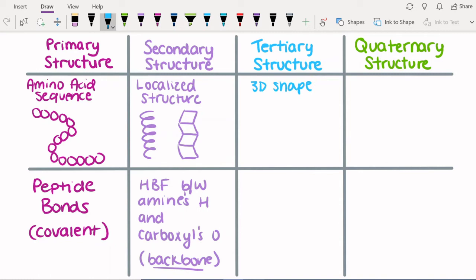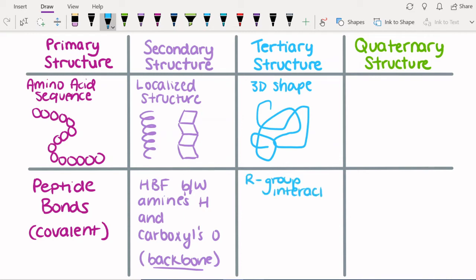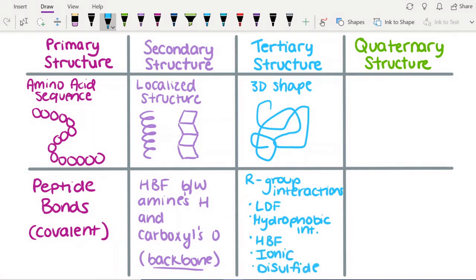Tertiary structure is a protein's 3D shape. Please ignore the fact that I absolutely cannot draw a protein. Tertiary structure is formed by interactions between R groups. In order from weakest to strongest, these interactions are London dispersion forces, aka van der Waals, hydrophobic interactions, hydrogen bonds, ionic bonds, and disulfide bonds.